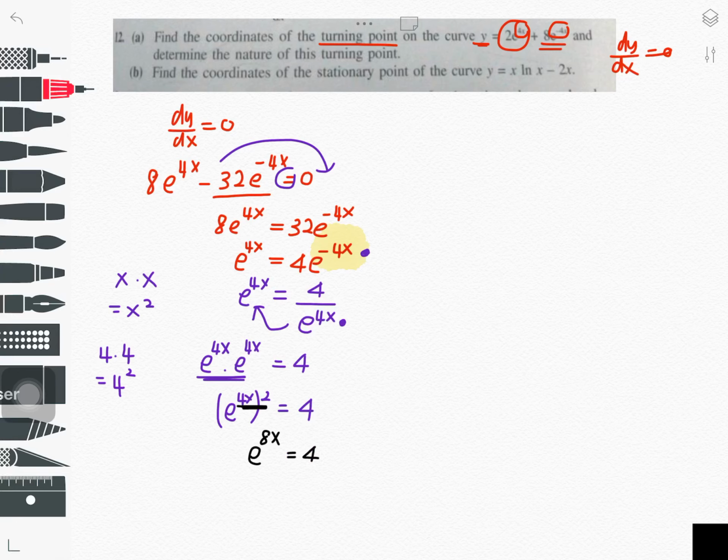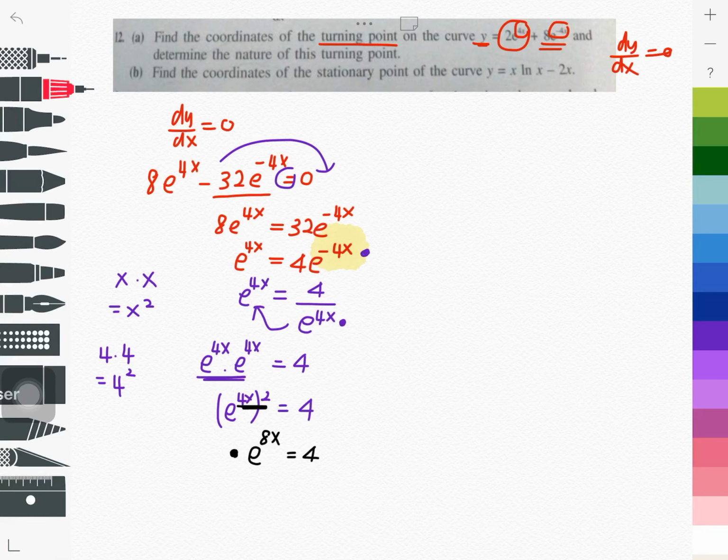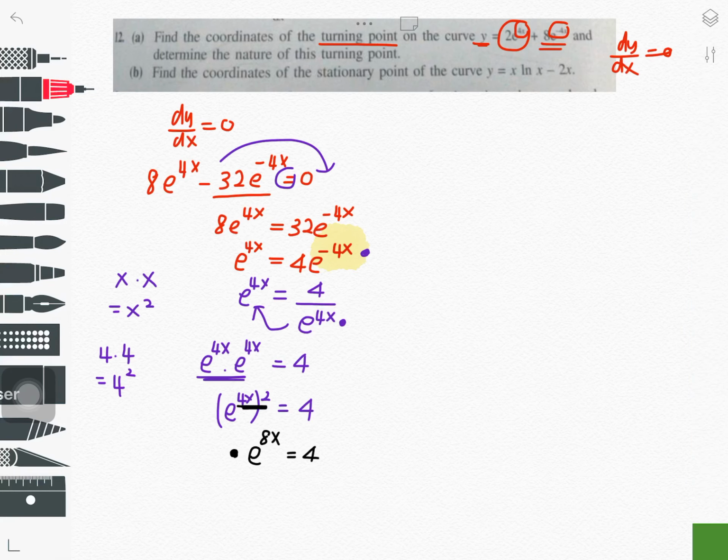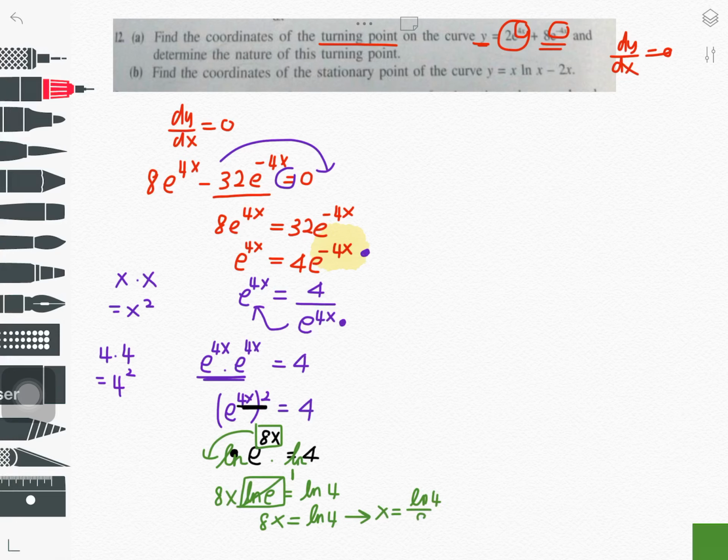Now what looks ugly at this level? The e. We never like the e. If you want to get rid of the e, you need the balancer of it. What is the balancer? ln e. You take ln on both sides because you need to balance the equal sign. So now I can drag this power and bring it down. I get 8x ln e equal to ln 4. And you know that ln e is exactly 1. So I get 8x equals ln 4. And now that's going to lead me with x equal to ln 4 over 8.